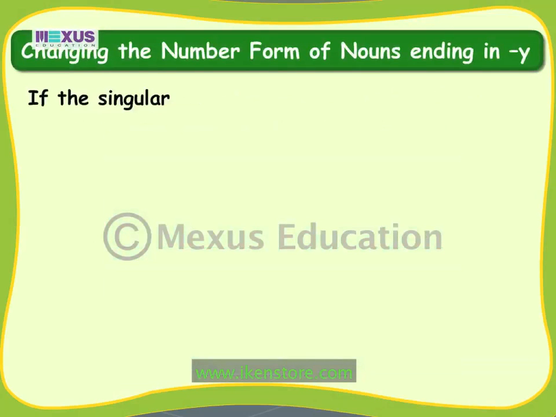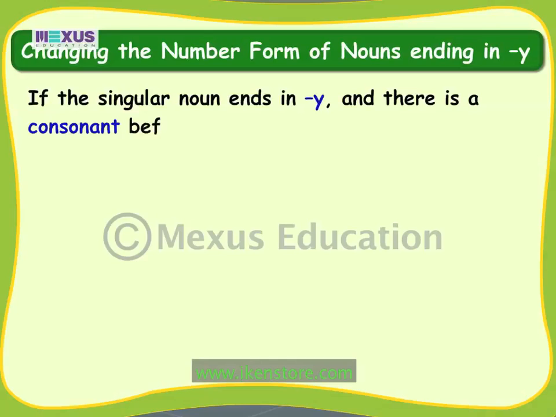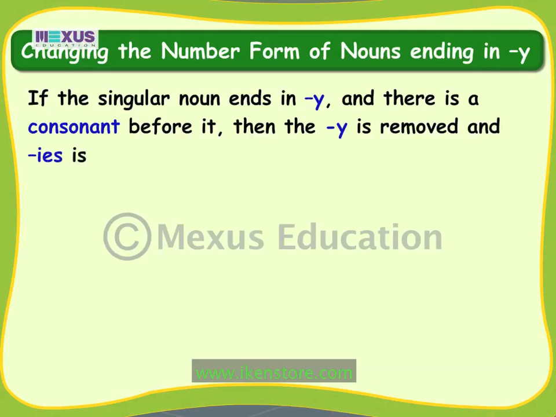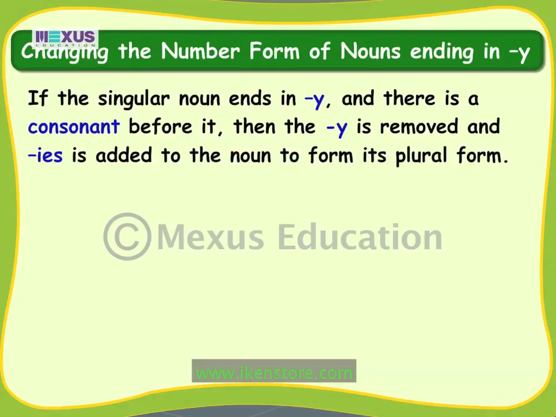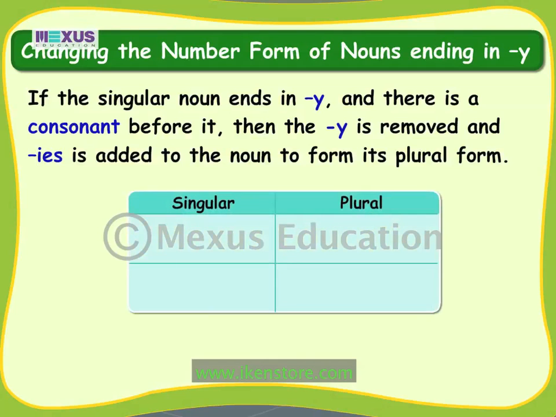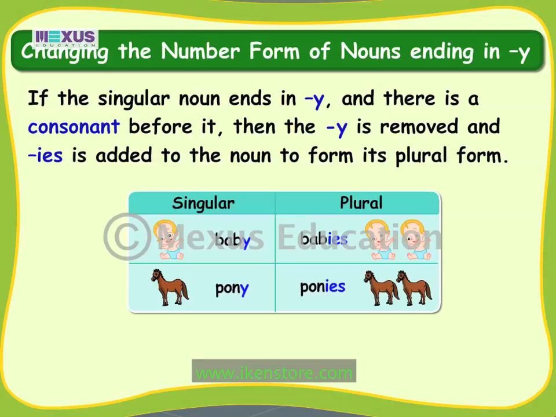If the singular noun ends in Y and there is a consonant before it, then the Y is removed and IES is added to the noun to form its plural form. For example, we have the singular and plural form of the nouns baby, babies, and pony, ponies.